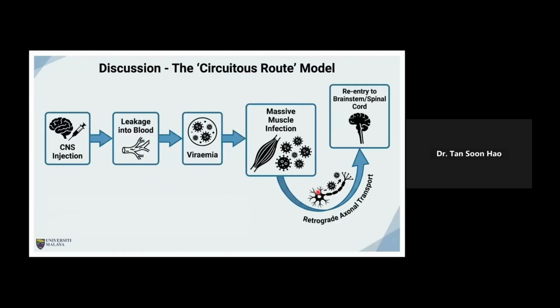So our hypothesis is that once the virus is injected into the CNS, it leaks into the blood and causes viremia, which leads to massive muscle infection and then retrograde axonal transport, re-entering the brainstem and spinal cord. These hypotheses have been supported by the evidence seen in the histopathological analysis and the viral titration analysis.